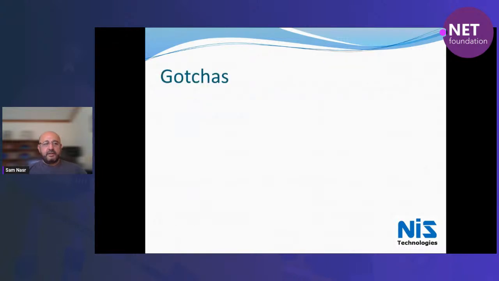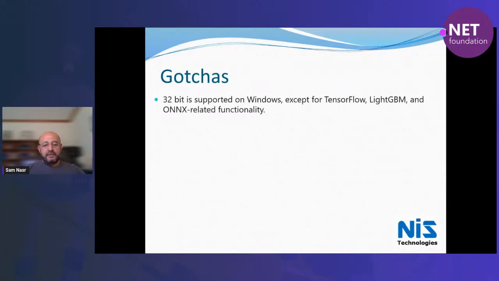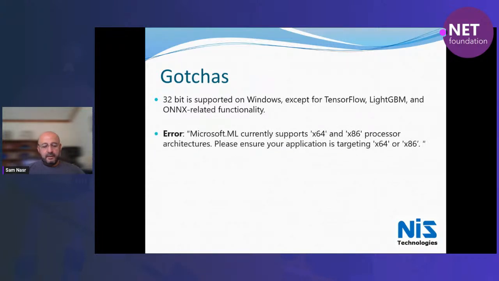So some gotchas regarding the ML.NET application. That's the first example where we developed our training model based on the text that we gave it for our pizzeria. So one gotcha is that 32-bit is supported on Windows, except if you're using TensorFlow, LightGBM, or Onyx. These are different frameworks for machine learning. Likewise, in previous versions of Visual Studio, I used to get this error where when I'm adding on a new project, it tells me that it is not supported and that I need to utilize the x64.